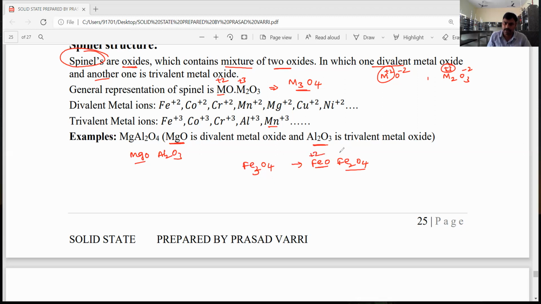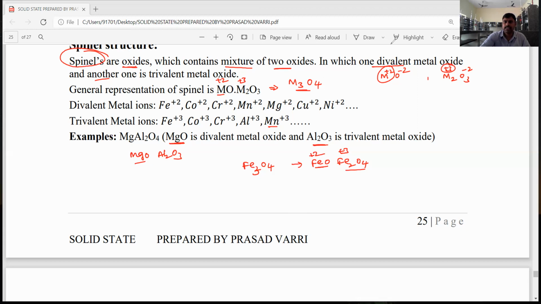Here iron is in the +2 as well as the +3 oxidation state. These are called mixed oxides. The mixed oxides mean the metal may be the same or different. The divalent and trivalent metals may be the same or different. Those are called spinels or spinel structures. They have two types of structures: one is the simple spinel structure, the second is the inverse spinel structure.